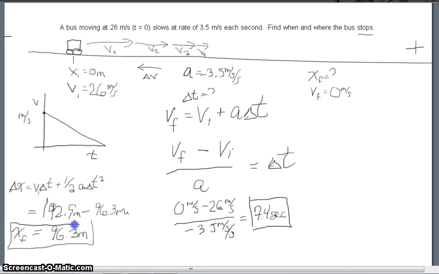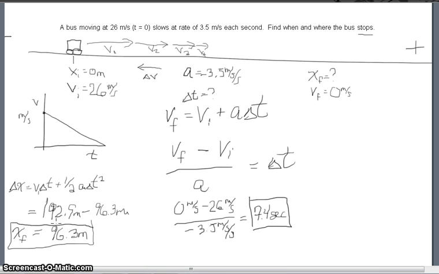This is how you go about solving pretty much all motion problems. You follow this process. Sketch and translate. Draw your representations, your motion diagram, your velocity versus time and position versus time graph. Represent it mathematically, solve and evaluate. See if this makes sense.